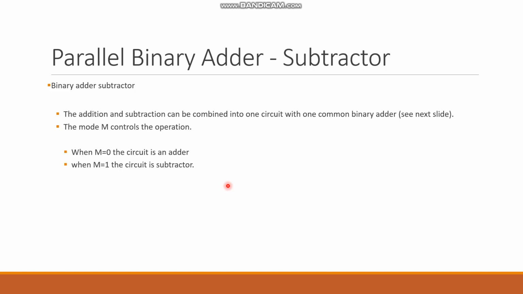So the last circuit to be discussed is the parallel binary adder and subtractor. That means we have a circuit which can perform both the addition and the subtraction, but this is going to be controlled by a control operation which is M, which is mode. So if the M is 0, the circuit is going to be performing the adding operation. If the M is 1, the circuit is going to be performing the subtracting operation.